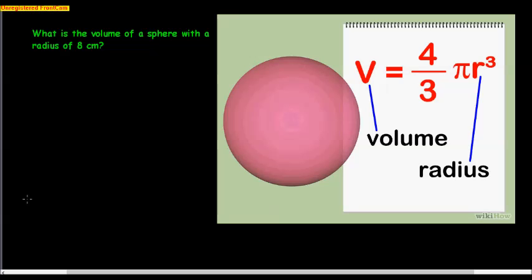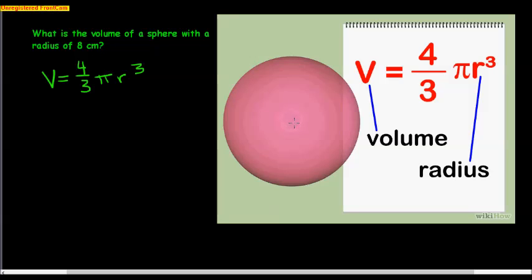So let's go on to checkpoint or example number 3. Now this is one that uses the sphere. All right, the sphere equation looks like this. It's a little different. It's got a 4/3 there and a pi r cubed. Aha, we've got it right there. Okay, so here's a picture of a sphere. We want to know what is the volume of a sphere with a radius of 8.